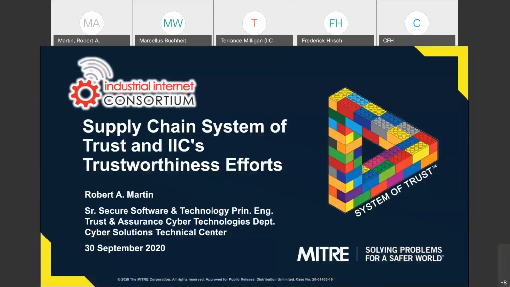Everyone. I'm Bob Martin. I'm going to talk to you about an effort that MITRE has been pursuing for the last year and hopefully show how it intertwines with the work on trustworthiness in the IIC's efforts.